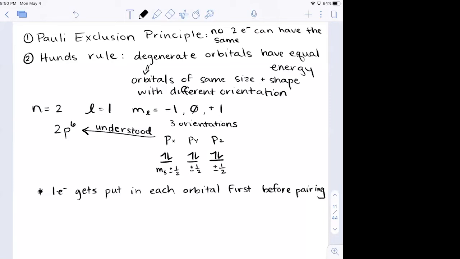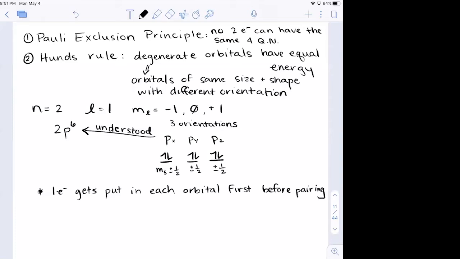Hund's rule is the second really good rule to follow. When we have degenerate orbitals, the px, the py, the pz, the same thing goes for the 5 orientations of the d orbital and the 7 orientations with the f orbitals. We put 1 electron in each before we pair. Now, why do we do that?